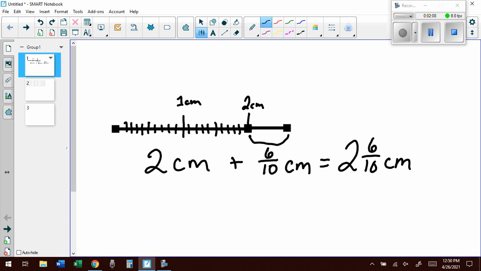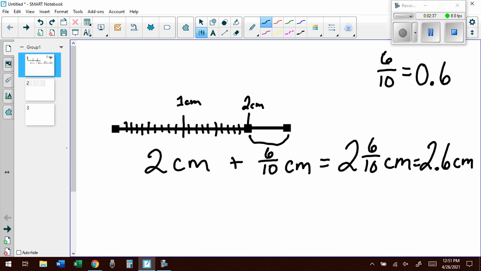Knowing what we know about fractions and decimal numbers, we know that 6 tenths equals 0 decimal point 6 tenths. So 2 and 6 tenths centimeters here equals 2 decimal point 6 tenths centimeters.